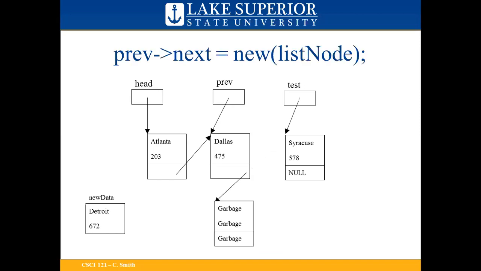We've got previous. Previous and test point to two consecutive nodes. We're inserting right in between those two. And so we can break that link from previous to test because we still have test sitting out there. We still have that address. So we allocate that space. It's got some garbage in it, both garbage for the application data and garbage for the next pointer.